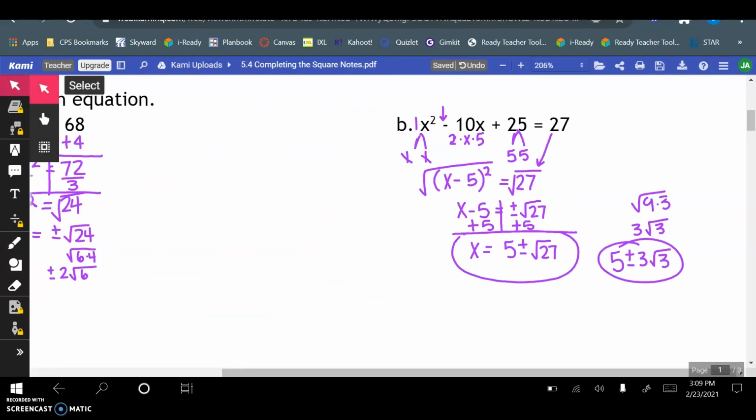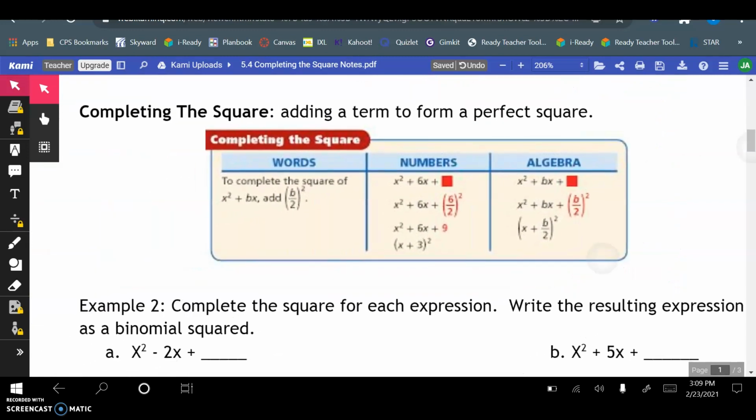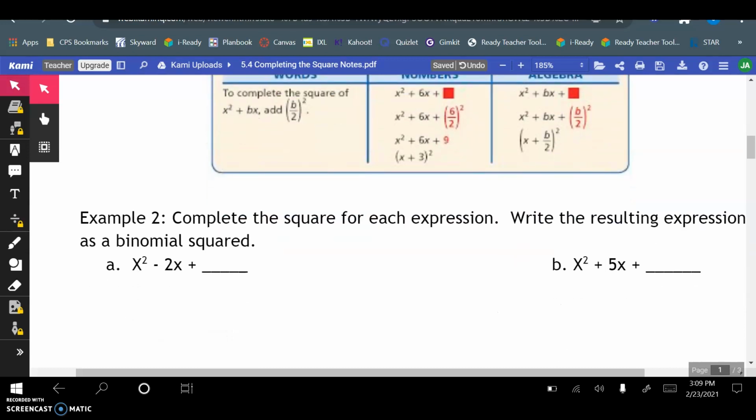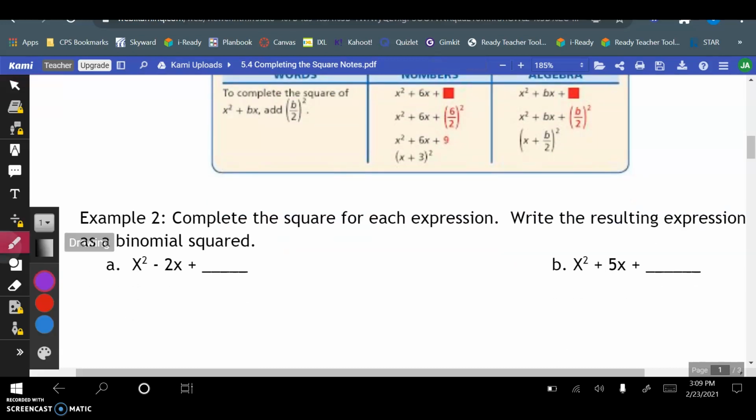All right. And then completing the square is just adding a term to form a perfect square. So to complete the square, we are going to add b over 2 squared to our equation. So remember that our quadratics are in the form of ax squared plus bx plus c. So when I do b over 2, or b divided by 2, b is the coefficient that is in front of the regular x.